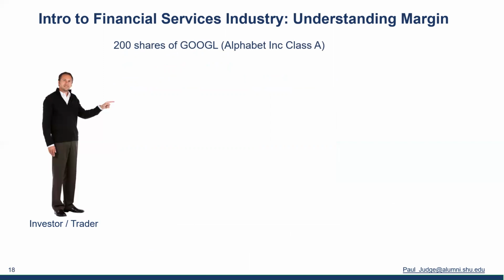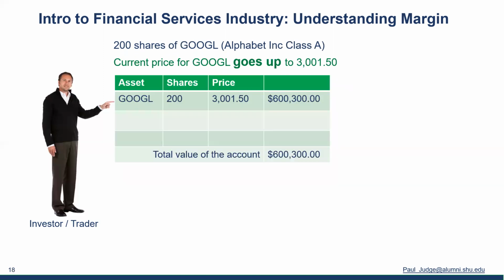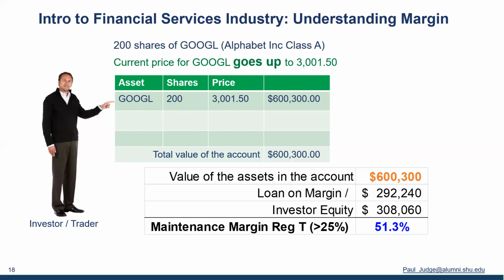Now, time goes by, and this guy has 200 shares of Google, Class A, and Google goes up. It goes up to $3,000 a share. So now that's great. The total value of the account is $600,000, and he's got equity of $308,000. His maintenance margin is way over the 25% number. He's at 51%. So he's actually leveraging his use of margin to make money, to profit on this account.